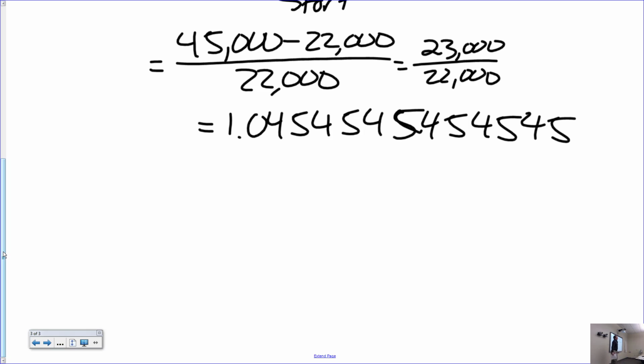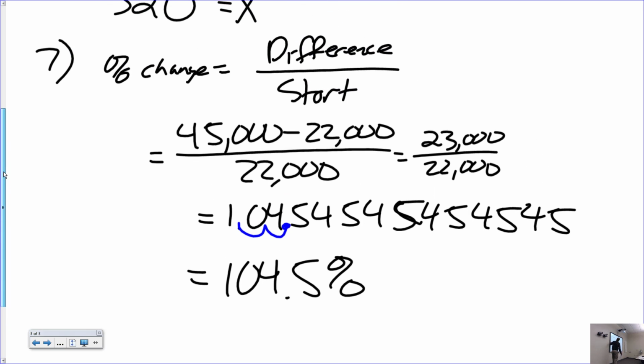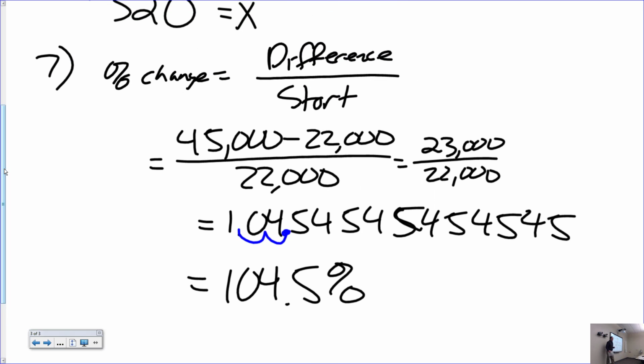I had a lot of people who told me that that's a 1.0% increase. This is the decimal representation. To make it a percent, what do I have to do? Move the decimal point over to get a 104.5% increase. And why does that make sense, folks?